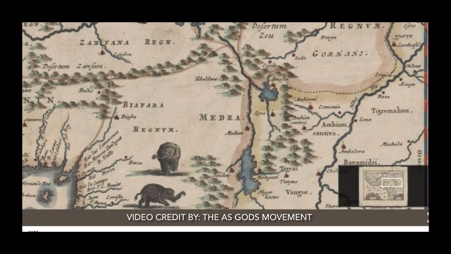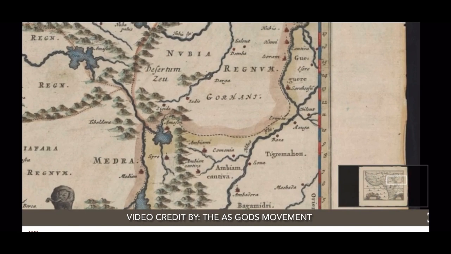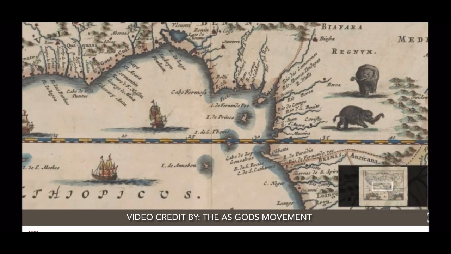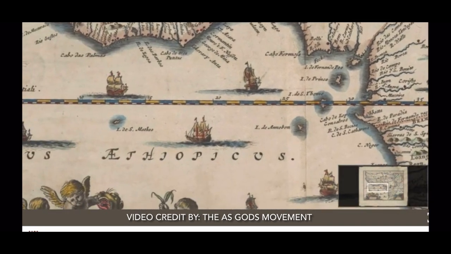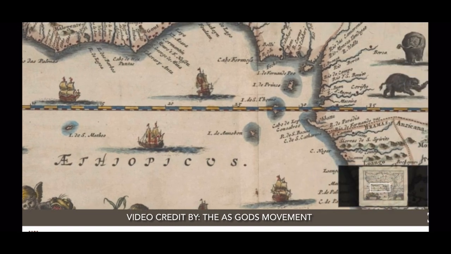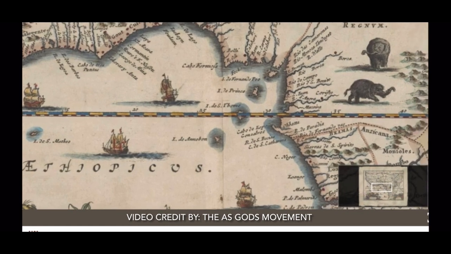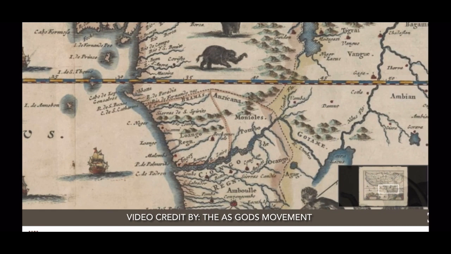It's not possible that Ethiopia was located right here where it says Nubia, but then the name of the ocean over here on the west coast is named Ethiopia. And these are not people that controlled the entire continent. And you understand what I'm saying?